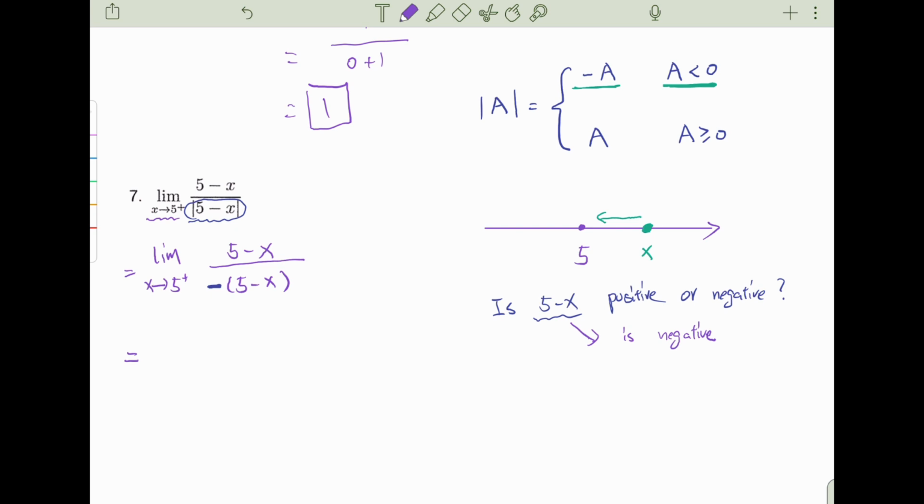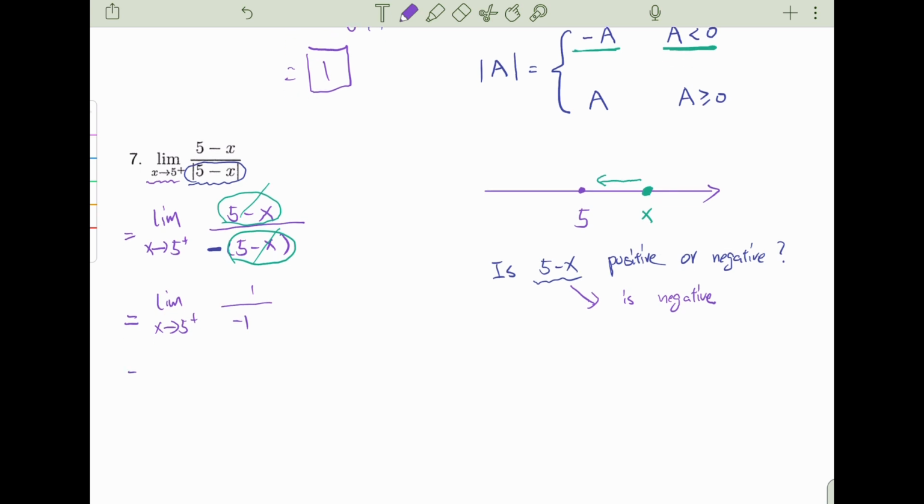Now I can see that there is 5 minus x on the top and 5 minus x in the bottom. Cancel them out. I'm left with 1 divided by -1, which is already -1. So a very simple question, right?